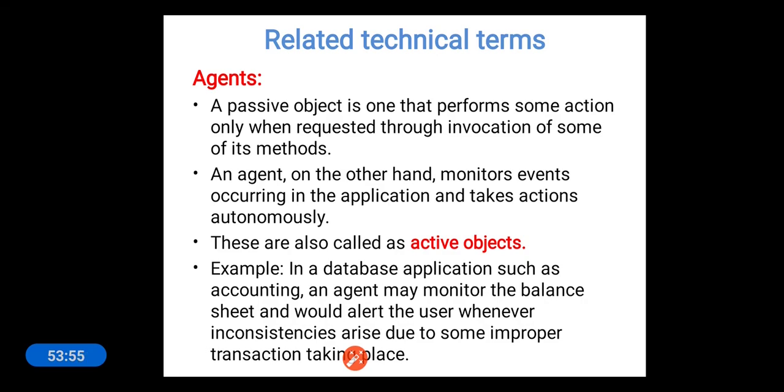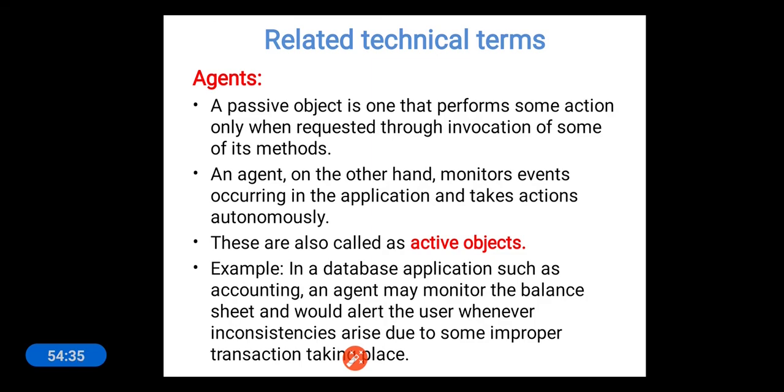But coming to the agents, they monitor events occurring in the application and take action autonomously. That means until the complete task is completed, these objects will be in an activation state itself. That means they are completely monitoring the events. They monitor the events, and depending on the kind of event that has occurred, they perform certain automatic actions. Such kinds of objects are called agents, and these agents are also called active objects.